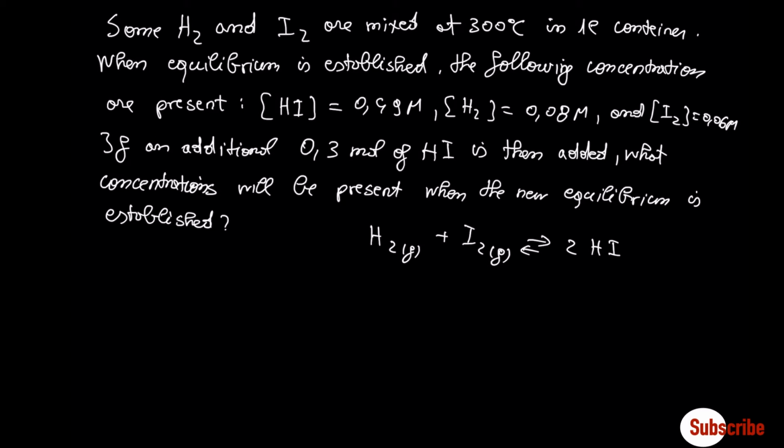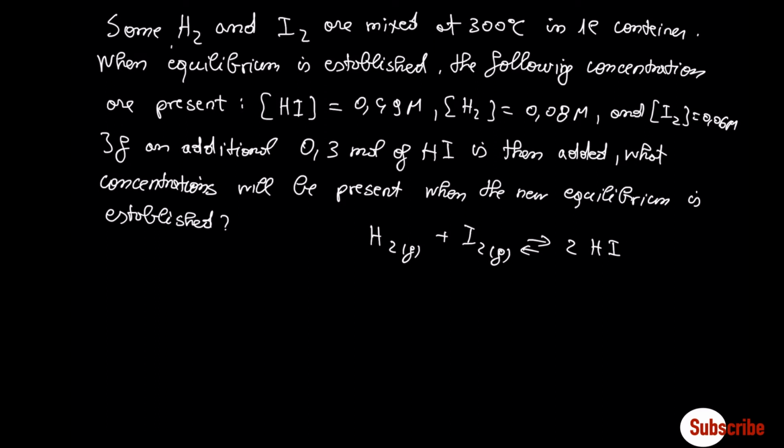Before moving to the example, you have to keep in mind that a change in the concentration does not impact the equilibrium constant. The system is going to shift temporarily, and after that it is going to reach equilibrium again. So, keep in mind, change in the concentration does not change the equilibrium constant.